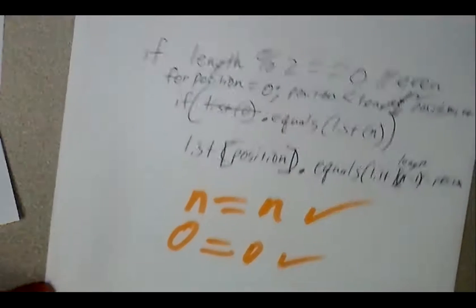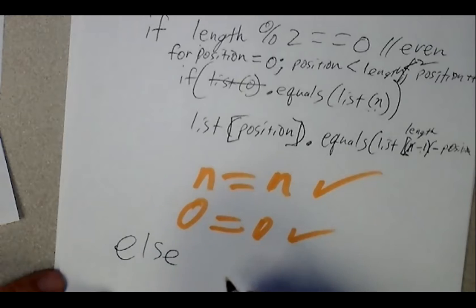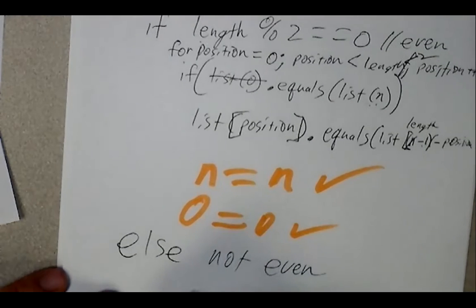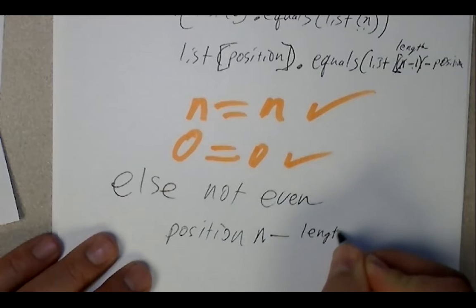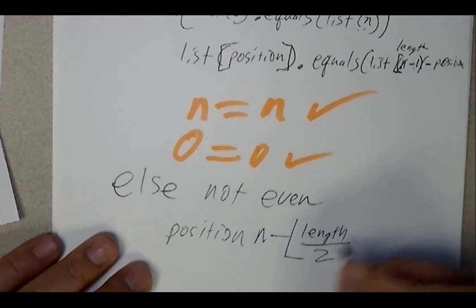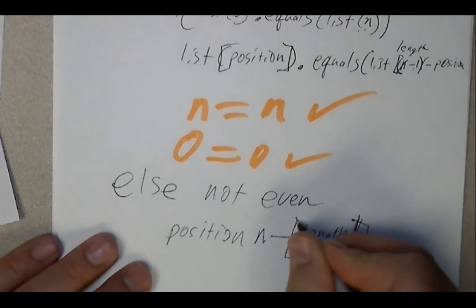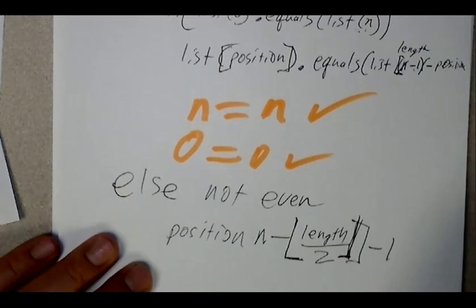So finally, for the other ones, you'll probably have an else, not even, and then you're going to go from position 0 to length over 2, and you're going to round that down. This is the symbol for rounding things down. Anyway, you'll round it down and minus 1. Actually, I don't think you need to do minus 1. I think you can just round it down.